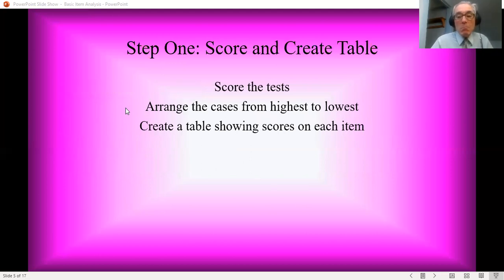Well, step one involves scoring the tests. So you score it item by item. Again, if I have a 10-item quiz, for each person it's 1, you got it right, 0, you got it wrong, 1, 1, 1, 0, etc. You arrange the cases from the highest scoring to the lowest scoring. So you put them in rank order, and you just put that all on a table. If it's a smallish data set, you could use a sheet of paper or graph paper for this purpose. Obviously, a spreadsheet will also do. The larger your data set, the more you are likely to really want to go into spreadsheet mode on this.